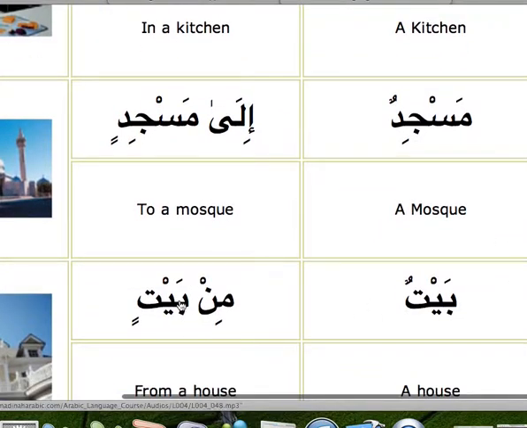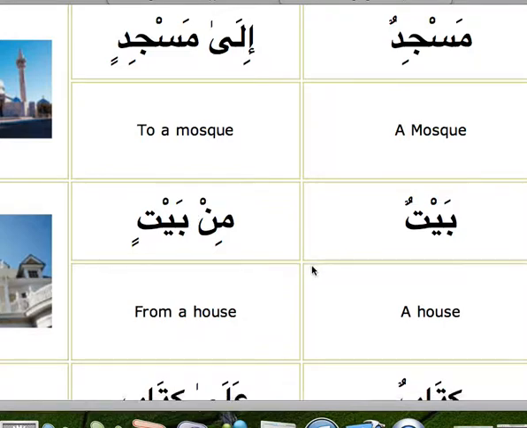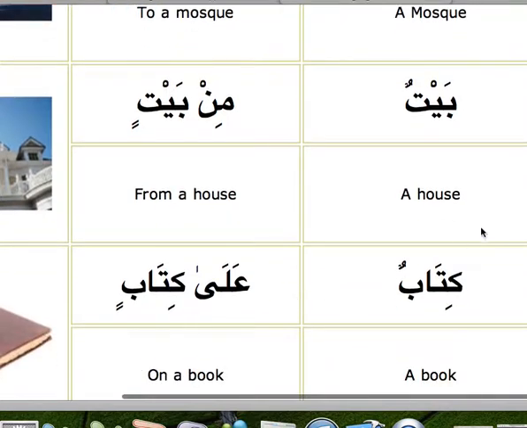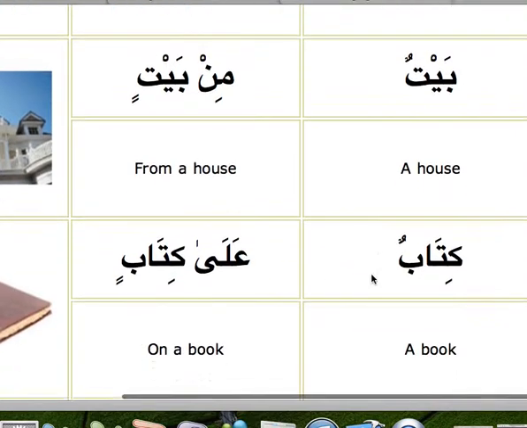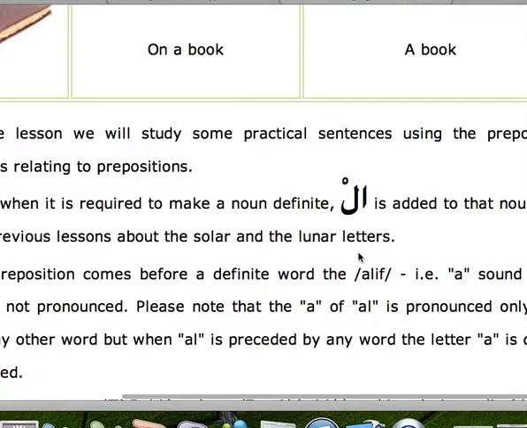Baytun min baytin. So this is a preposition, so they change the sound. It doesn't come baytun min baytun. It doesn't go like that. Baytun min baytin. A house from a house. Okay. Kitabun ala kitabin. So let's go next.